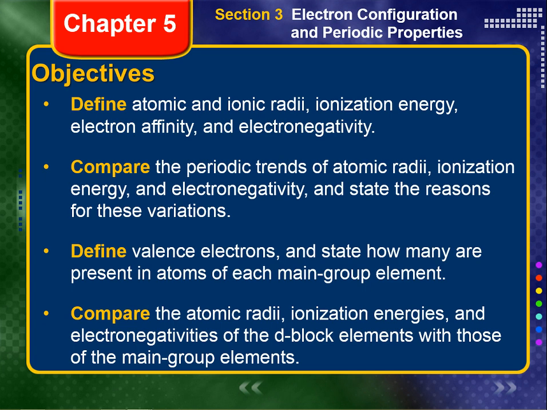Right? So these are going to be different types of trends that you can observe on the periodic table. But in order to know what they are, you have to be able to define them. I want you to be able to compare the periodic trends of atomic radii, ionization energy, and electronegativity, and then state the reasons for these variations. Define valence electrons and state how many are present in atoms of each main group element, and compare the atomic radii, ionization energies, and electronegativities of the d block elements with those of the main block elements. So here we go.